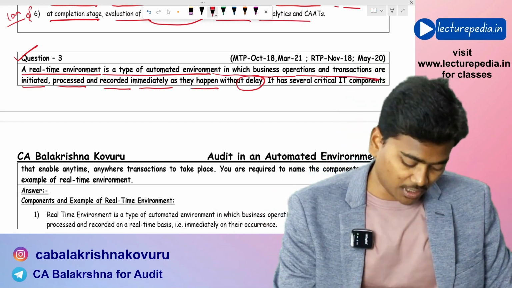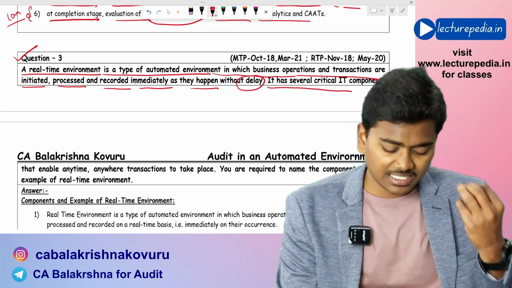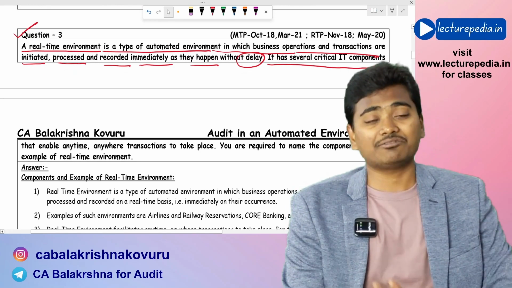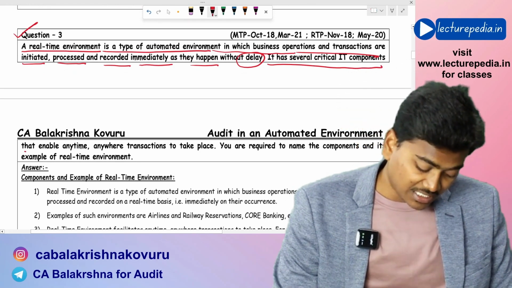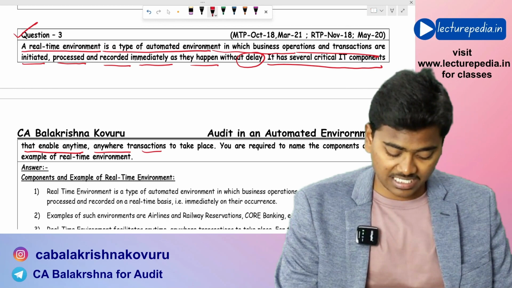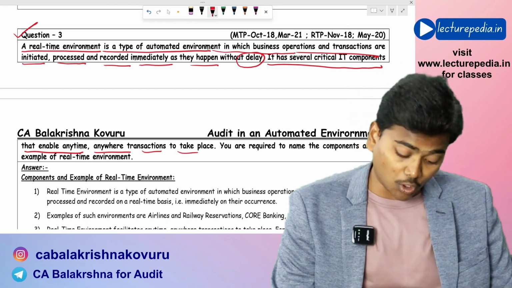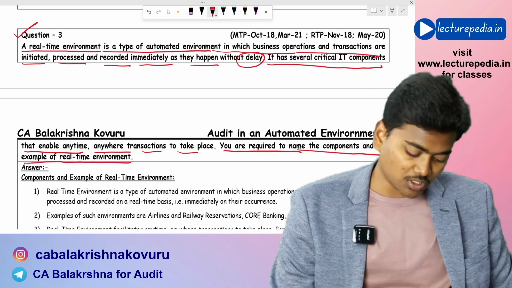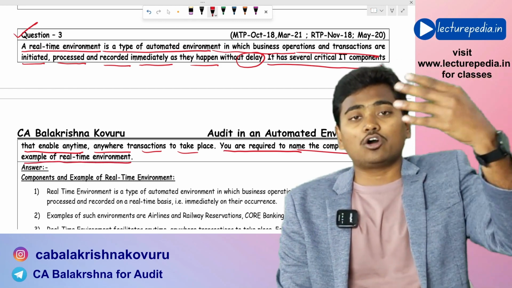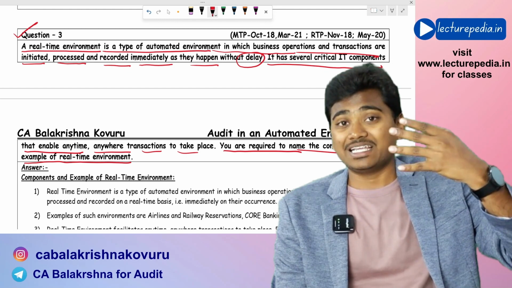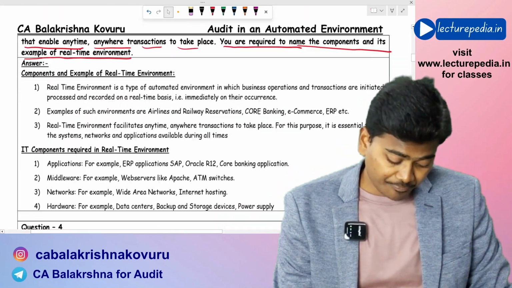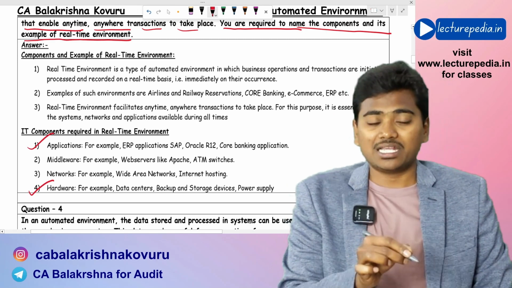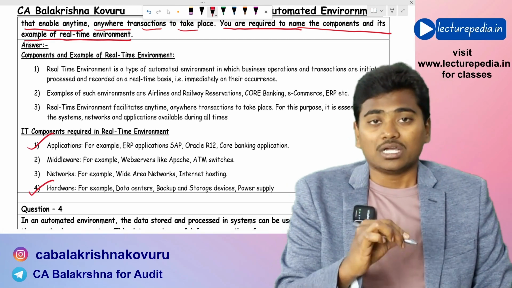Now, with regard to this, what he is asking is, the real-time environment has several critical IT components that enable anytime, anywhere transactions to take place. Yes. Now, you are required to name the components and give examples of a real-time environment. There are 4 components of a real-time environment. What are they? Applications, hardware, and to connect applications and hardware we have middleware and networks.